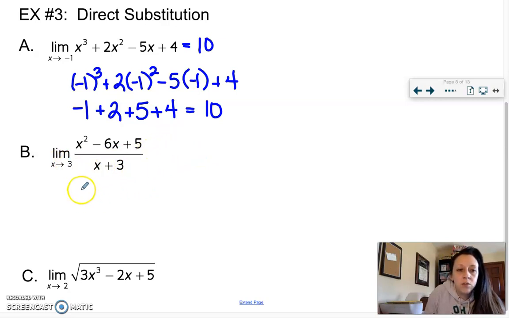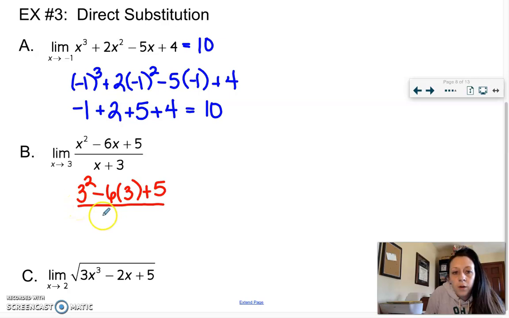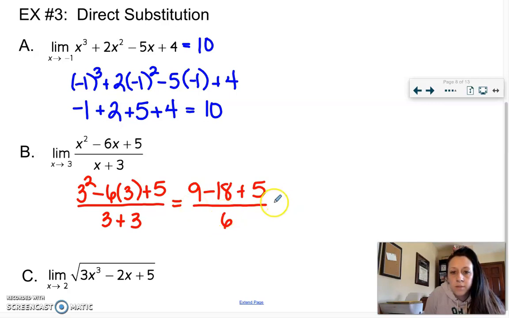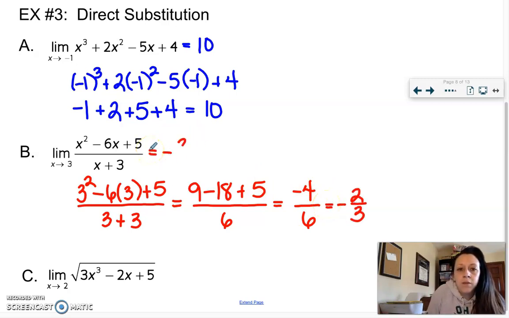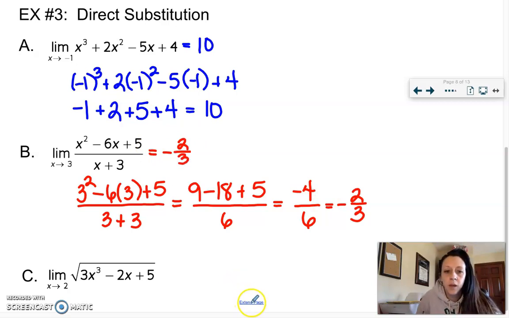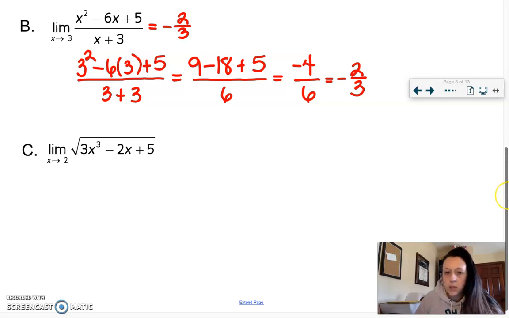So we're going to do substitution, which gives me 3 squared minus 6 times 3 plus 5 over 3 plus 3. And do the math, that would be 9 minus 18 plus 5 over 6. 9 minus 18 is -9 plus 5 is what? -4. And that reduces to -2/3. So your limit is equal to -2/3.